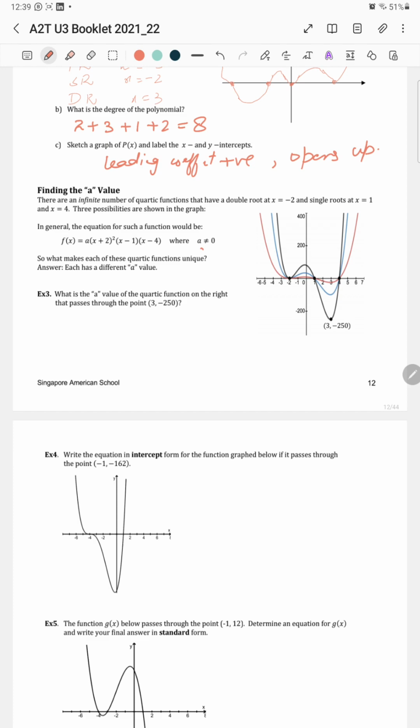So what makes each of these quartic functions unique? Each has a different a value. What is the a value of the quartic function on the right that passes through the point (3, -250)?